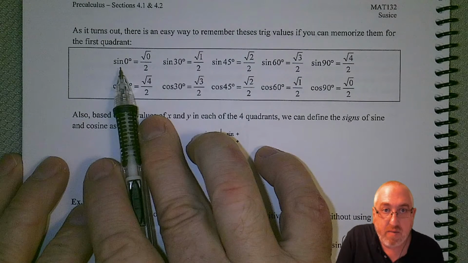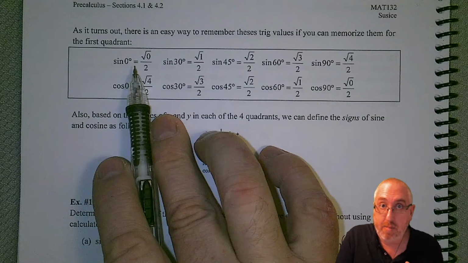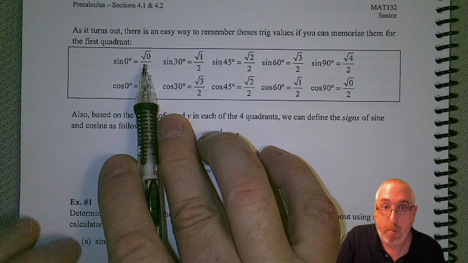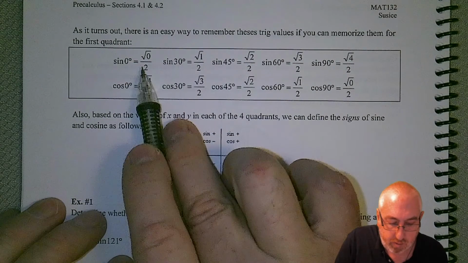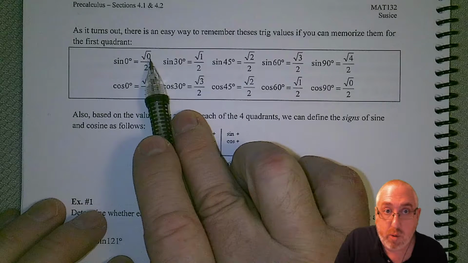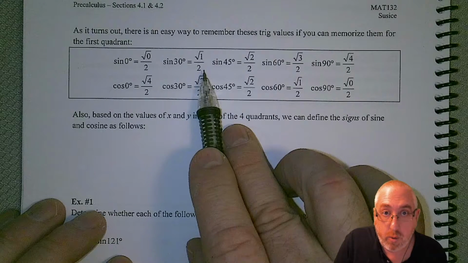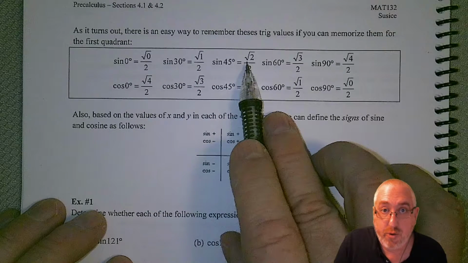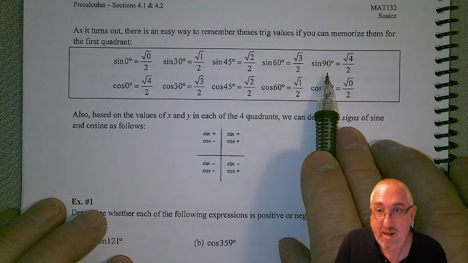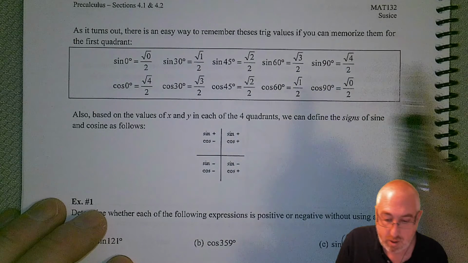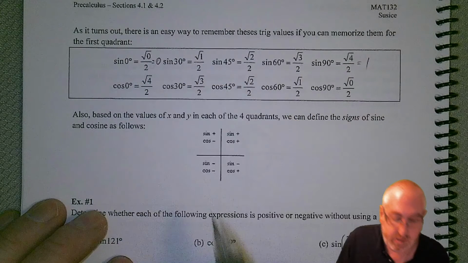If we had the sine of 0, based on our previous diagrams, it should be equal to 0. But we can write it this way to help us see the pattern. The sine of 0 degrees is the square root of 0 over 2, sine of 30, square root of 1 over 2, sine of 45, square root of 2 over 2, sine of 60, square root of 3 over 2, and then sine of 90, square root of 4 over 2, which is equal to 1.